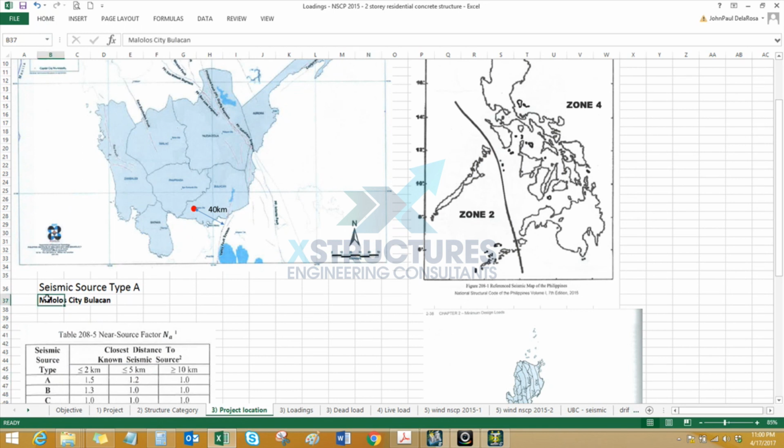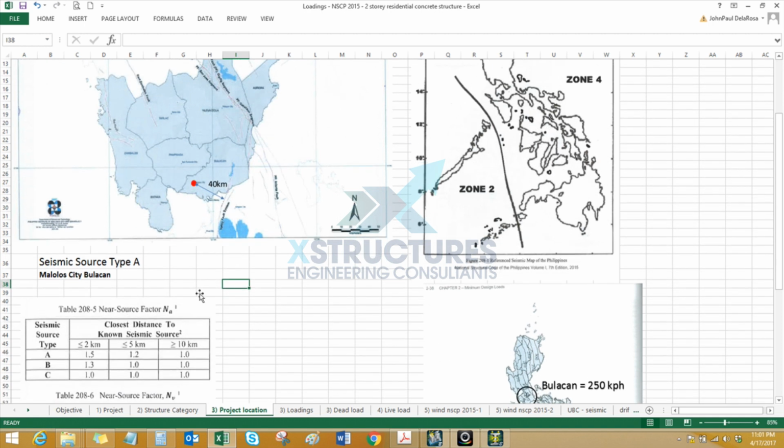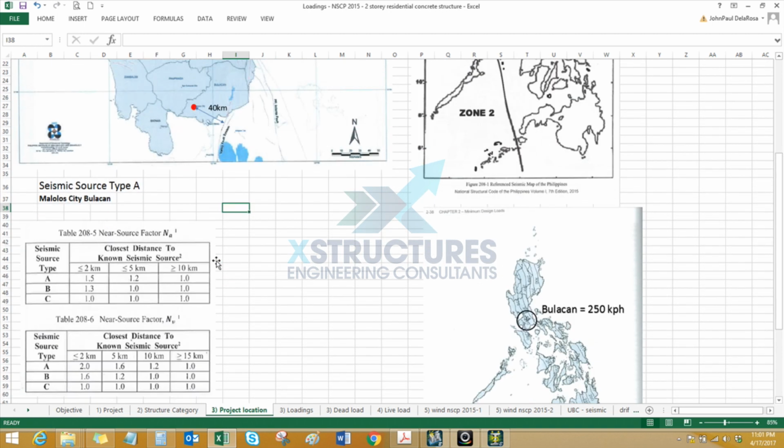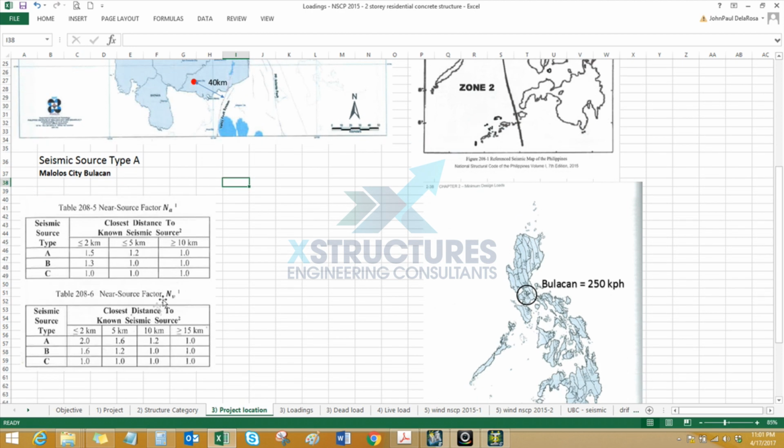So, project location in Malolos City, Bulacan, seismic source type A. So, yung project is 40 kilometer from the known seismic source. Okay, so sukatin nyo lang, no? I-plot nyo yung project location nyo, then sukatin nyo from the fault, then makukuha nyo na yung distance. So, since 40 kilometer yon, hindi siya within 15 kilometer. So, ang mga magiging values natin dyan is 1.0 lang. So, pagdating natin sa seismic, ma-discuss natin ito mabuti.